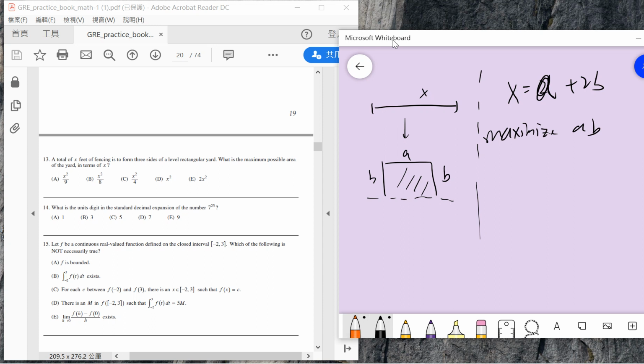Okay, so this can be solved by the arithmetic-geometric mean inequality. Basically all we need is, suppose we have two numbers U and V, both positive, then (U plus V) divided by 2 is larger than or equal to the square root of U times V.